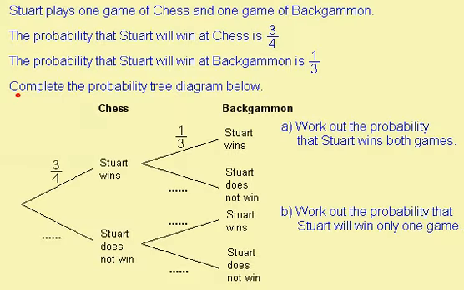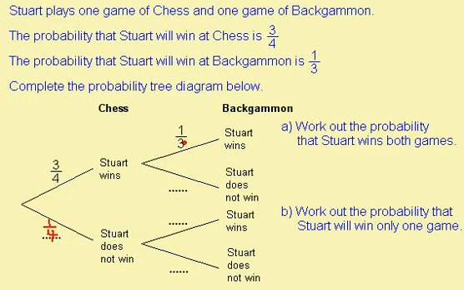The first thing we're asked to do in this question is to complete the probability tree diagram. We're told that the probability that Stuart wins a game of chess is 3/4. The probabilities need to add up to 1, so the probability that Stuart does not win a game of chess must be 1/4. We're also told that the probability that Stuart wins a game of backgammon is 1/3.